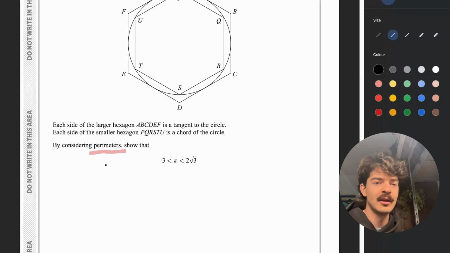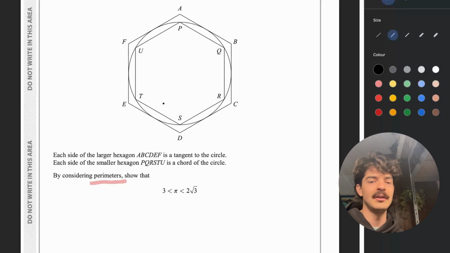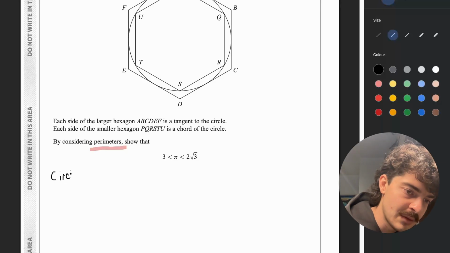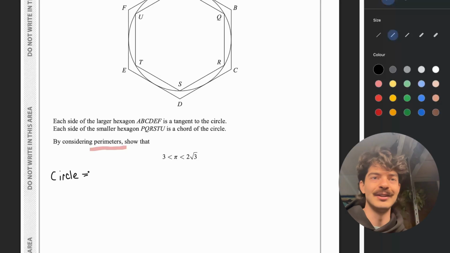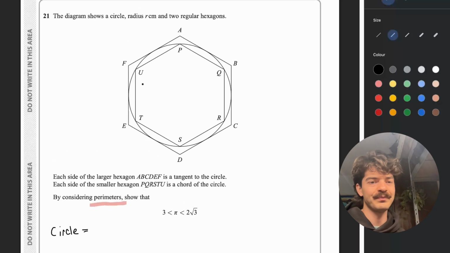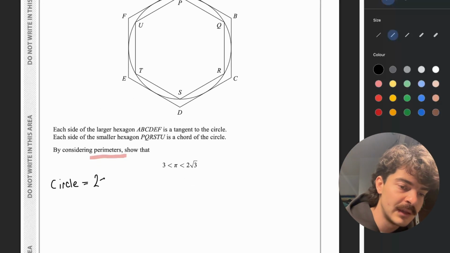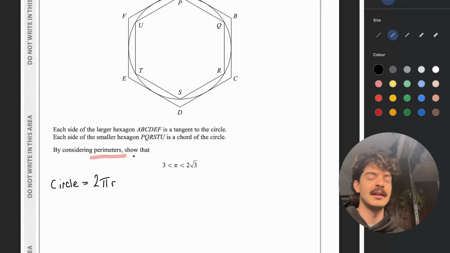So actually, the nicest thing to do here is just figure out what each of our perimeters would be. We've got three things, right? We've got an inner hexagon, a circle, and an outer hexagon. So let's just start by defining our circle. What would you say the perimeter of a circle is? Well, it's just the circumference, right? What do we know about the circumference? Well, the diagram shows a circle with radius r. Wonderful. So our circle's perimeter must be 2 pi r. Okay, take that, note that, that's going to be rather useful.